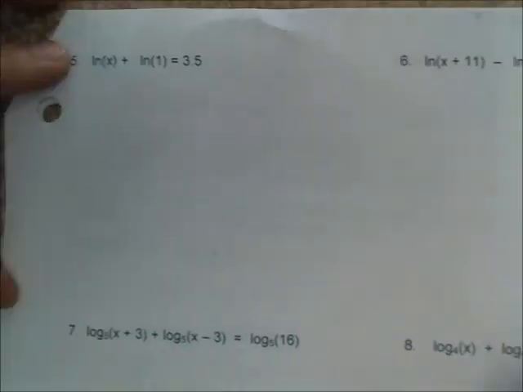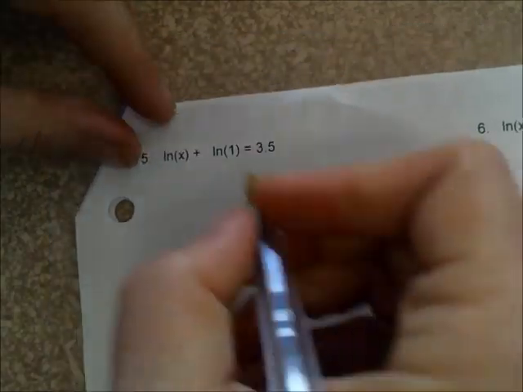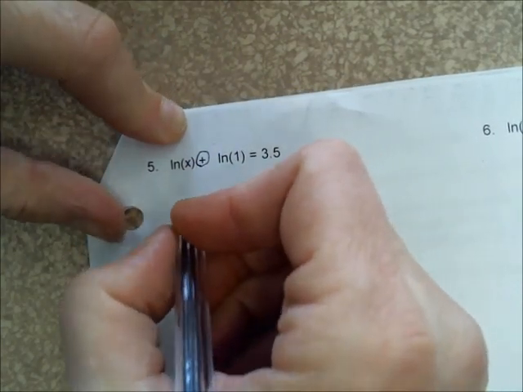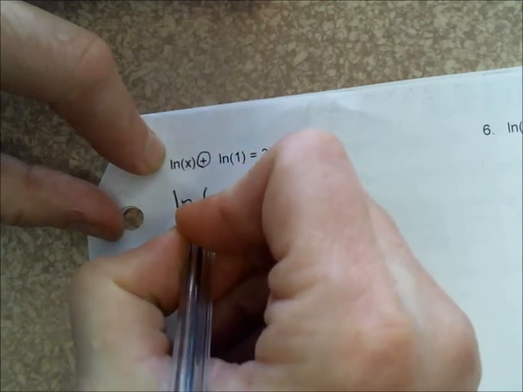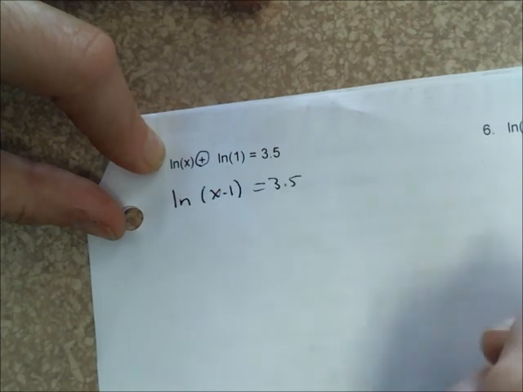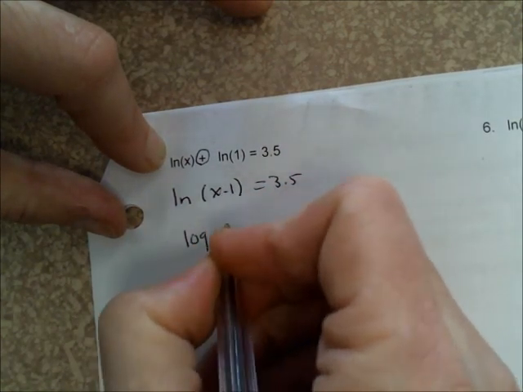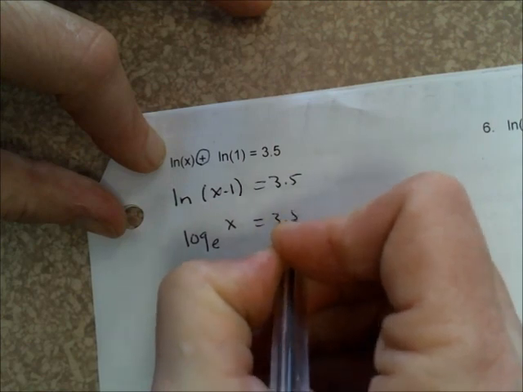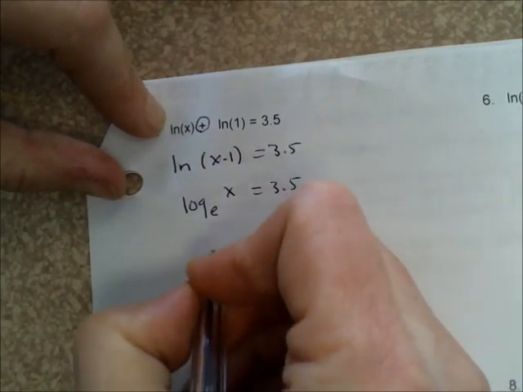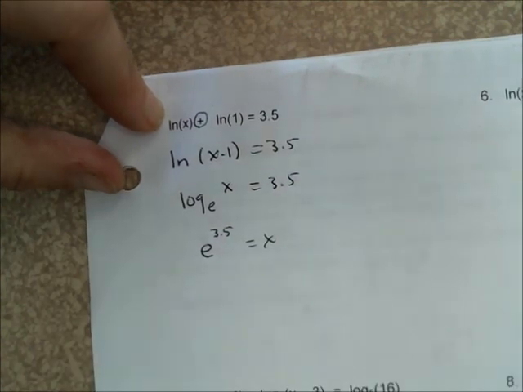And then finishing up these problems, we've got 6 more to go. Hang in there. We have two logs separated by a plus sign, so that says ln of x times 1 equals 3.5. Well, ln is log base e, x times 1 is x, equals 3.5. To rewrite this exponentially, we start with e to the power of 3.5 is equal to x.